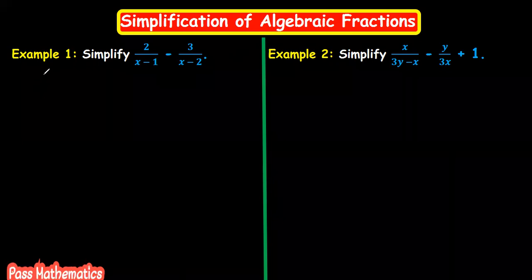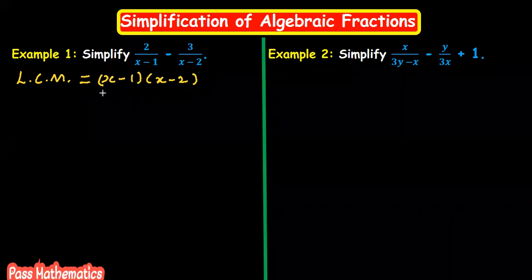So the LCM is this. They are going to multiply each other like this, and then this. Close the brackets, and then the next thing to do is to draw a long division sign, or a long division line, like this.